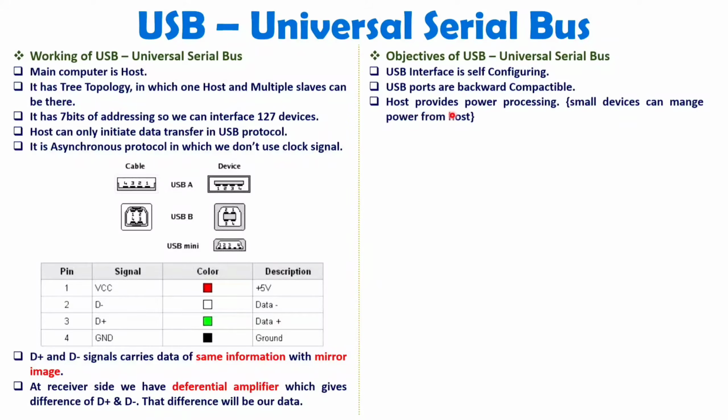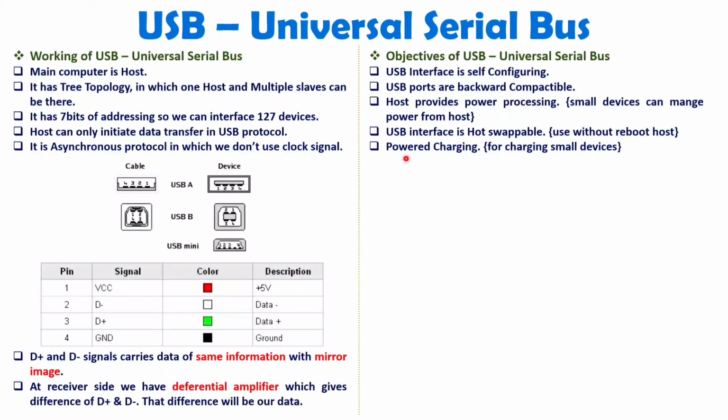Here the host can provide power processing. In many of the embedded systems you might have seen, small devices can manage power from the USB port, right? So the host can provide power over here. Here the USB interface is hot swappable. Hot swappable means what? Here you don't need to reboot the host when you have a USB interface. Here power charging is also provided. So many of the devices can be charged by the USB port over here.